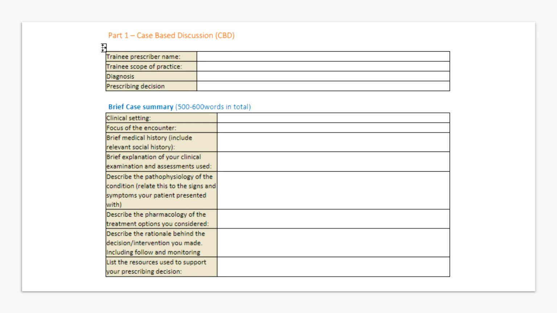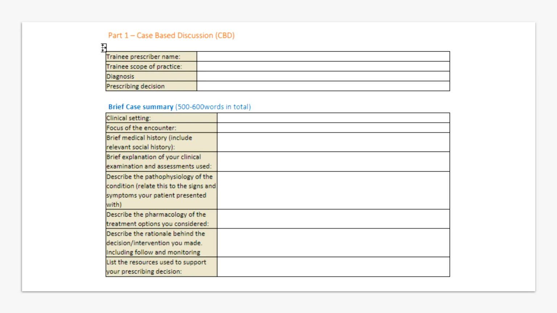The trainee should be using the pathophysiology pharmacology summary, which is another piece of work which helps the trainee to develop their understanding of the pathophysiology around their scope of practice and help them to identify the key medications that they may prescribe. And they may need to refer back to this to help support them for their case-based discussion.